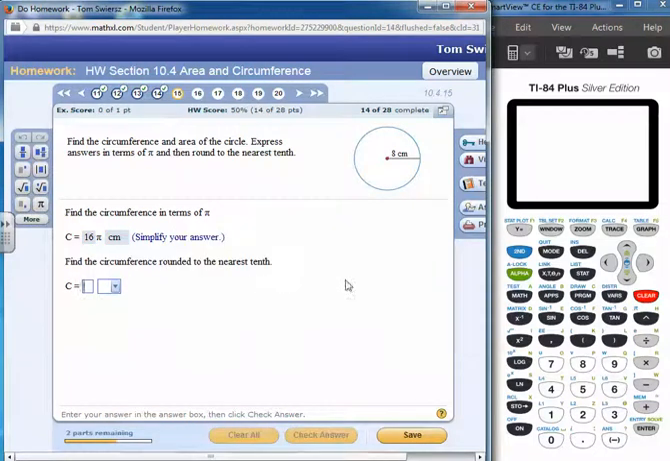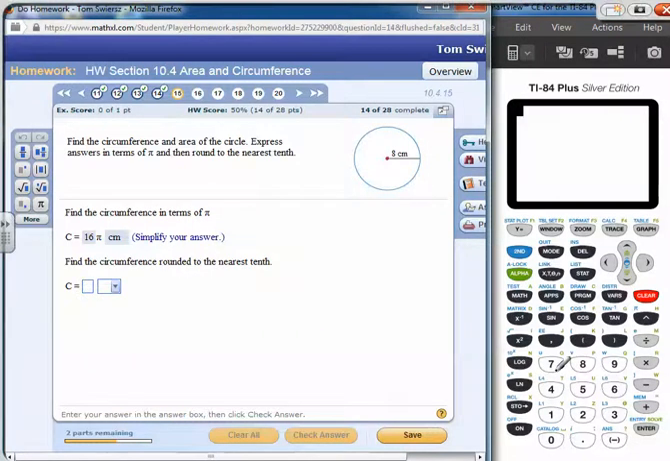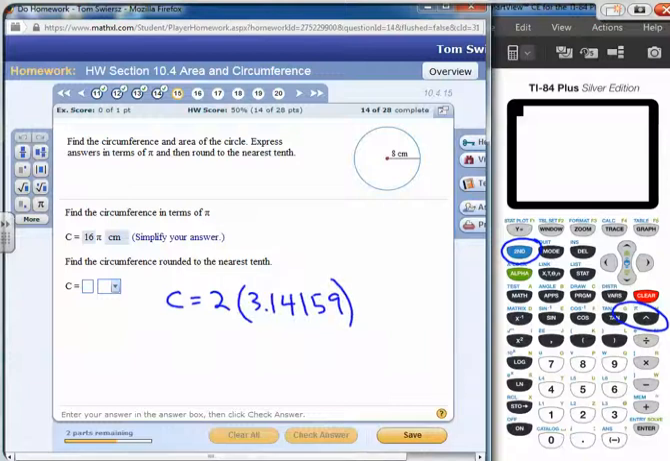Okay, find the circumference rounded to the nearest tenth. Now we can go ahead and use our pi key, or you can use 3.14. The pi key is second, and then the exponent key is the pi, or you can just put 3.14159 if you want. So again, circumference is 2 times pi, 3.14159 is to 5 decimals, I have it memorized, times the radius of 8. Or you could have just put in 16 times pi from the previous formula.